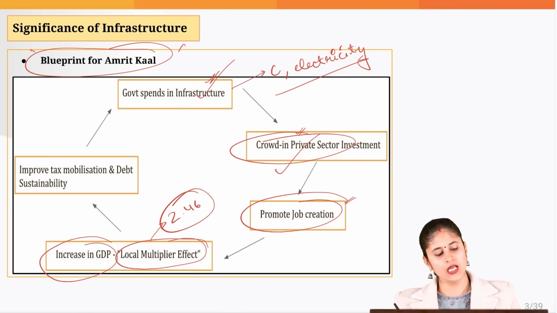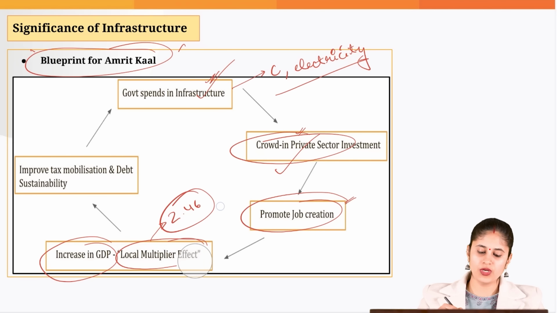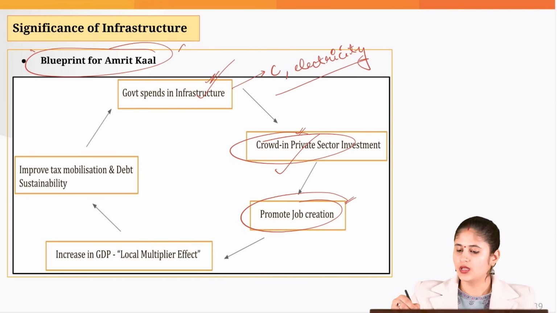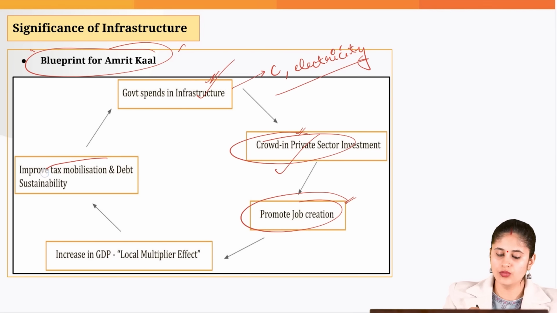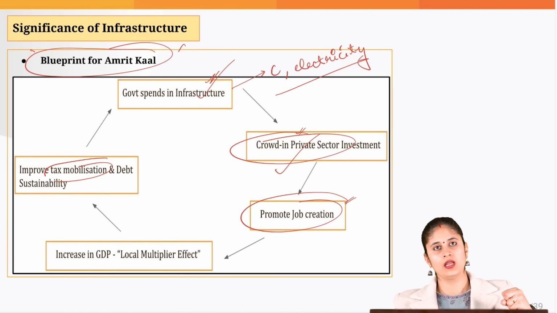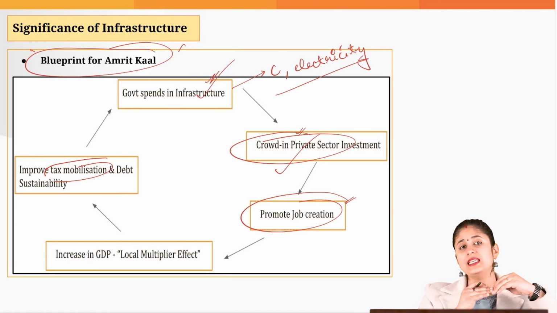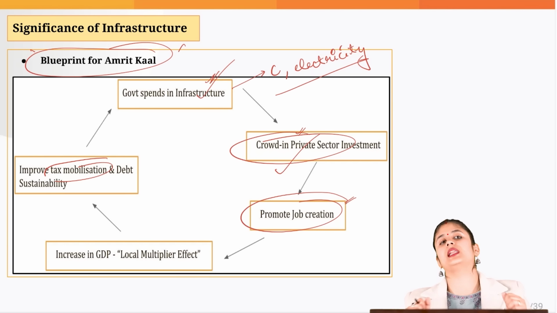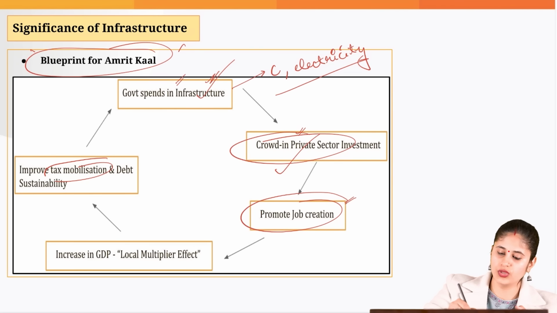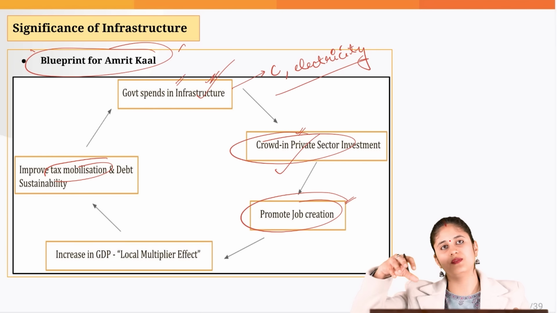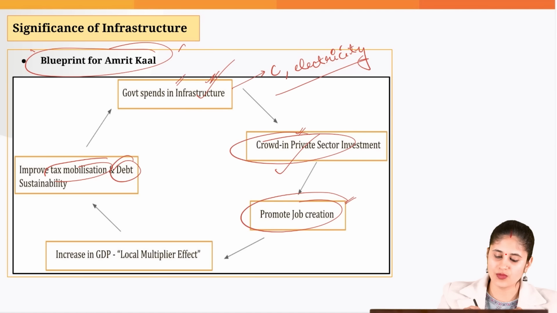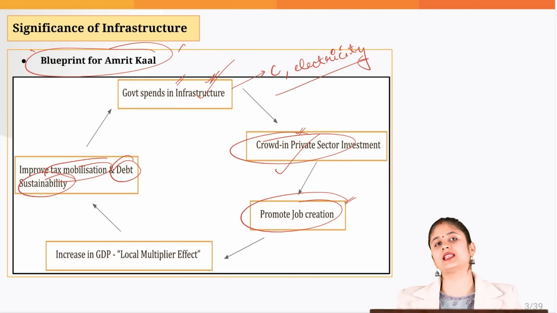And when it comes to the multiplier effect in India, it is roughly 2.46. And when the GDP would improve, it would be easier for the government to mobilize more tax revenue. So when the government would be able to realize more tax revenue, it would be easier for the government to repay the money which it has borrowed to do the capital expenditure, basically to invest in infrastructure. Okay, that is why it also helps in improving debt sustainability.